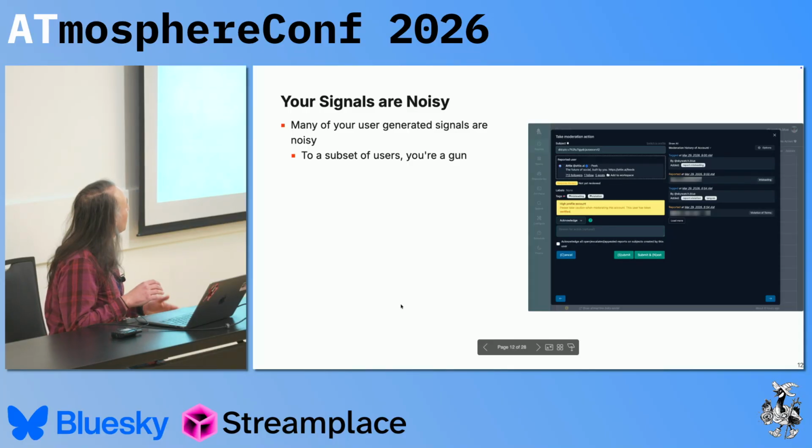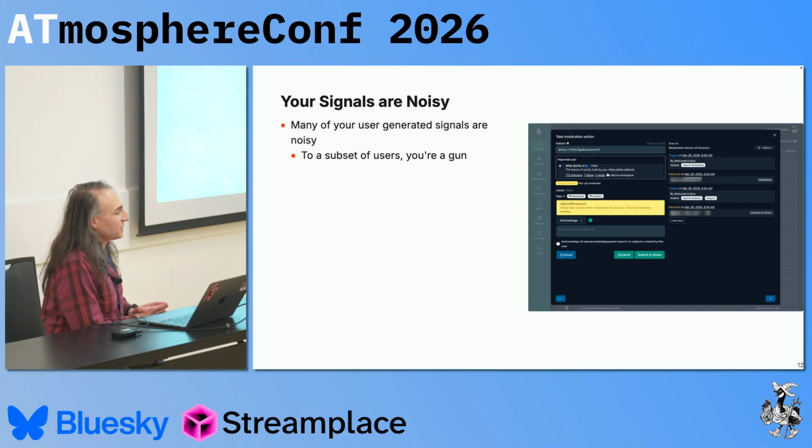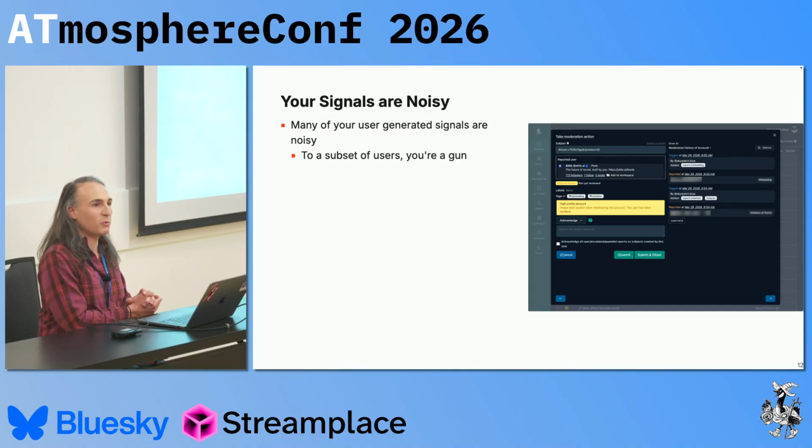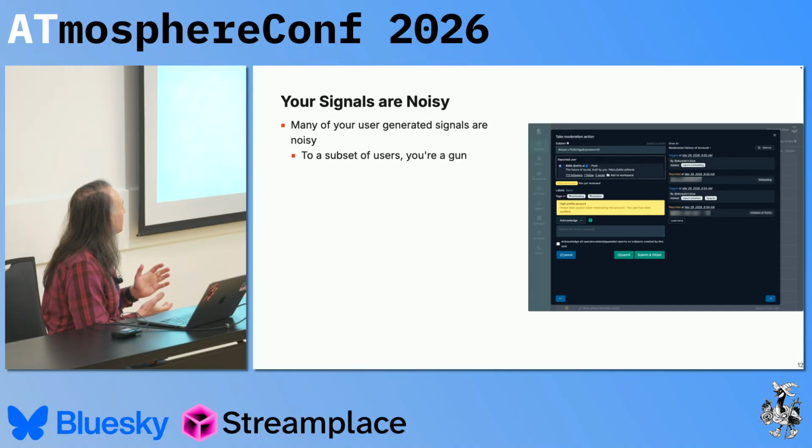And user reports are noisy. Automation can fix some of this, but automation is also capable of making mistakes at scale. So there's always going to be risks inherent in either approach.